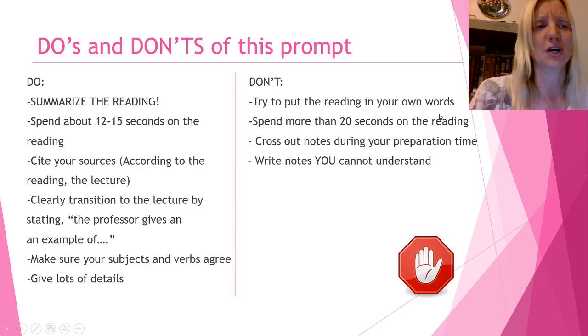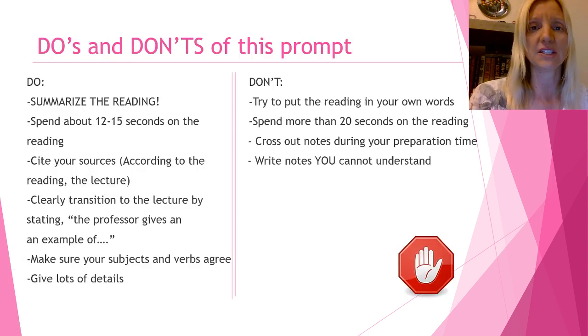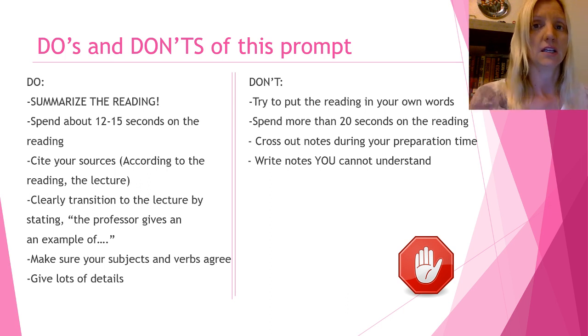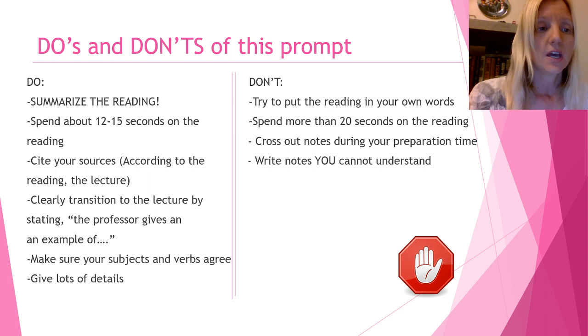Okay, just a few do's and don'ts. Do summarize the reading, don't ignore the reading, please. Some people skip the reading and just say, the professor gives an example of, and then give the title, and then start talking about the lecture without giving any content from the reading. Don't do that. That's a mistake. So summarize the reading. You want to spend about 12 to 15 seconds on it. If you go a little over that, it's okay. Don't go more than 20 seconds on that.